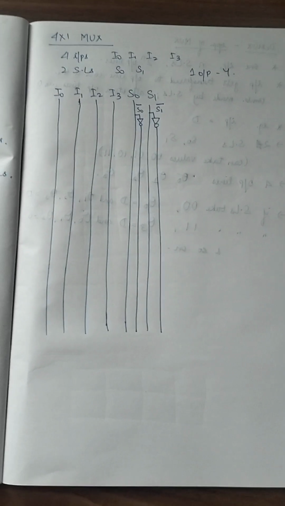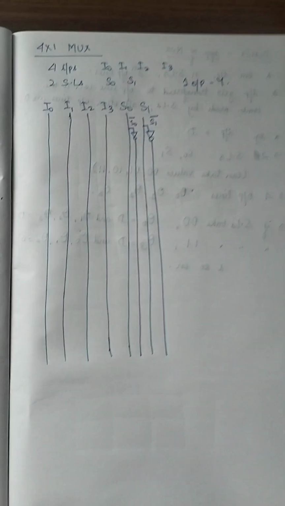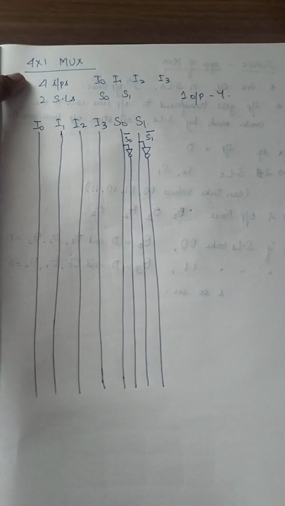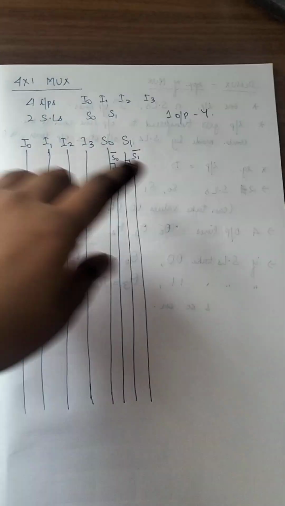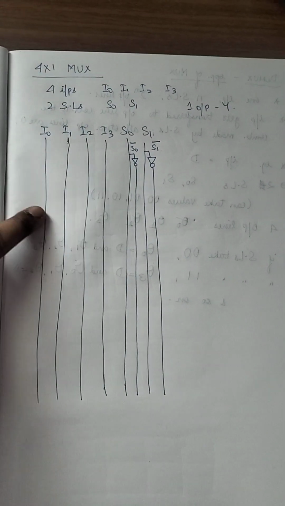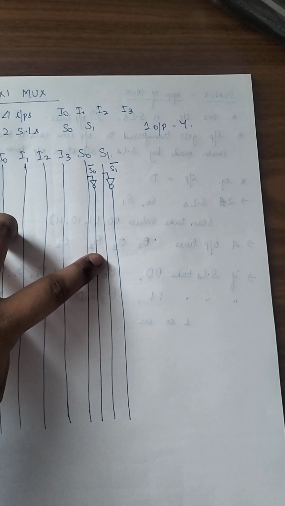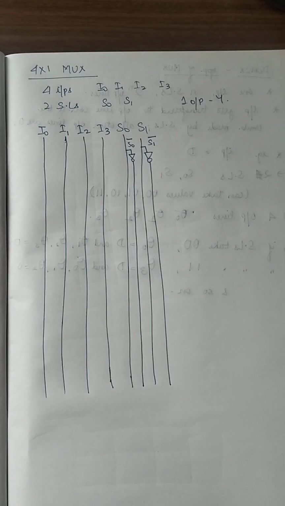So we now take an example of a 4x1 multiplexer and we'll see how the circuit diagram goes. In a 4x1 multiplexer, we have 4 inputs which we are going to call I0, I1, I2 and I3, 2 selection lines S0, S1 and one output Y. So these are your I0, I1, I2, I3, your S0 and S1, and I also added S0 complement and S1 complement. Now we'll see how this works.